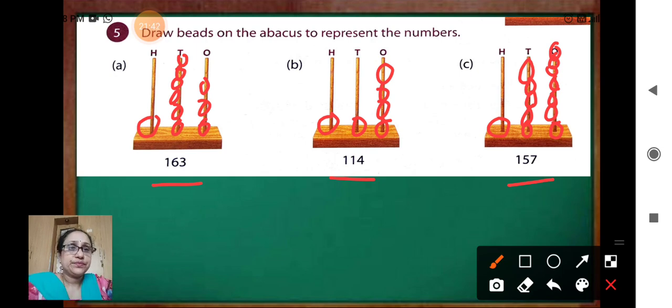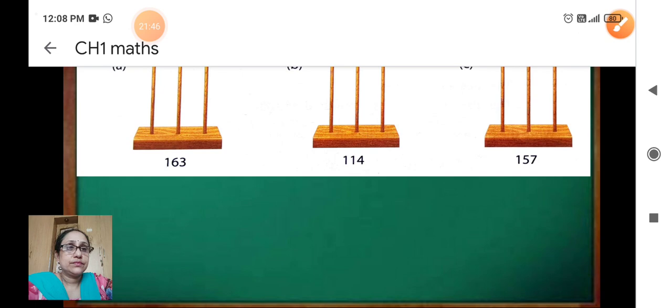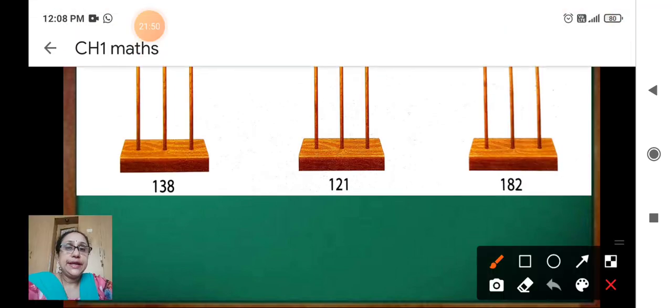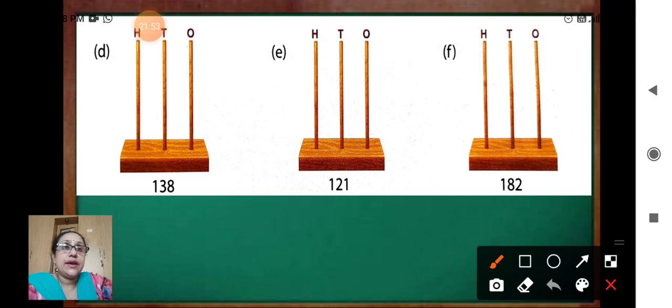Okay. And this one, question D, E and F, do as your homework. This you can do?